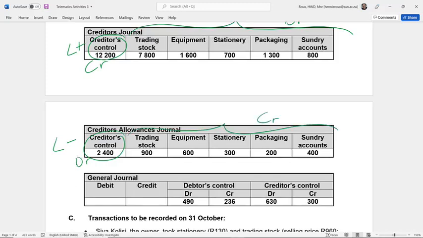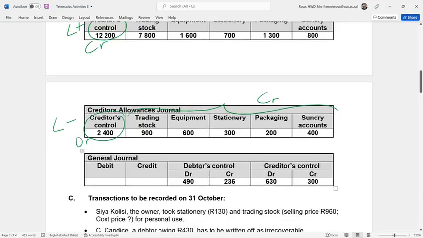The general journal, they've given us the totals for debtors control and creditors control. Whenever we debit a debtor or a creditor, we must make an entry on the control account as well. The control account refers to the summary of all our debtors, all our creditors, while in the list it refers to individual debtors or creditors.